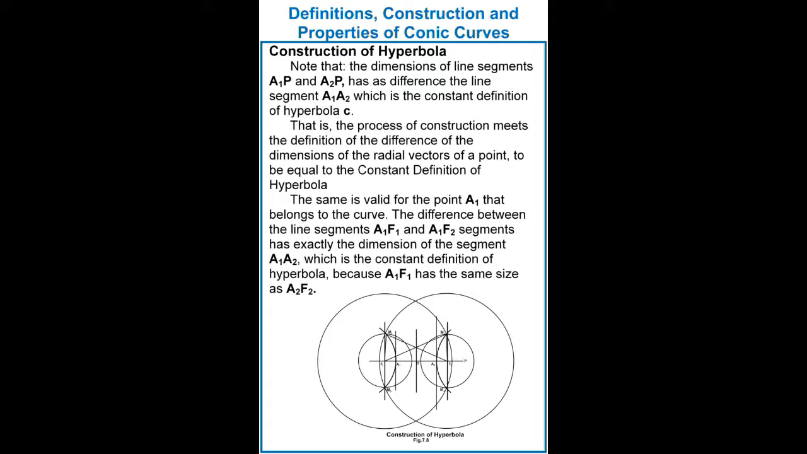The same is true for point A1, which belongs to the curve. The difference between the line segments A1F1 and A1F2 has exactly the dimension of the segment A1A2, which is the constant of definition of the hyperbola, because segment A1F1 has the same dimension as the segment A2F2.